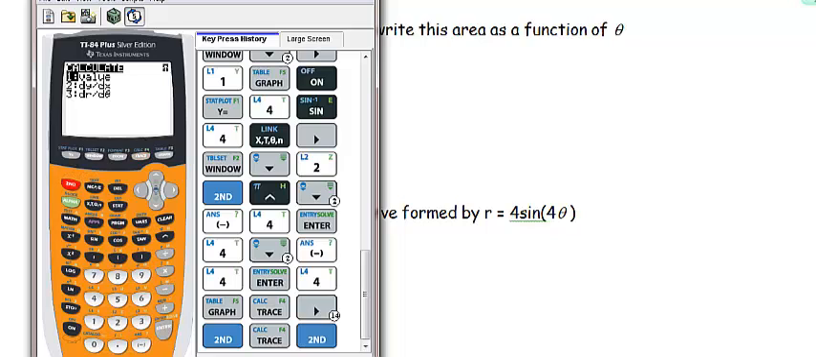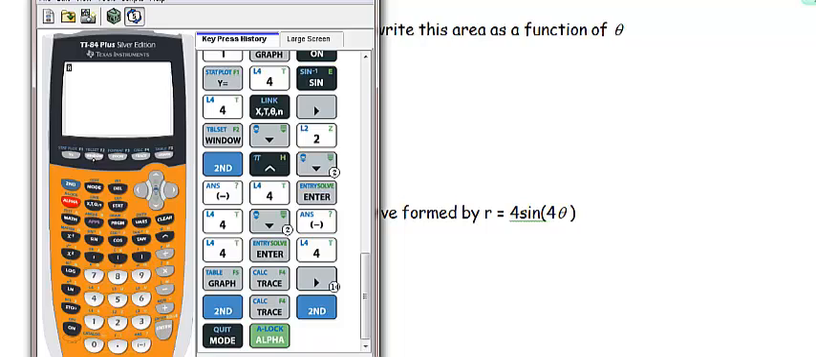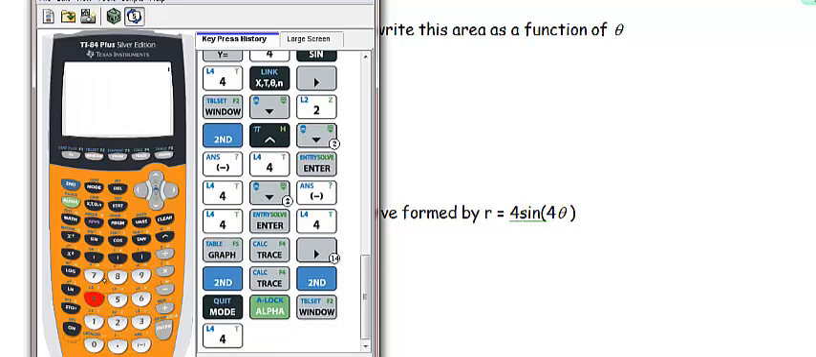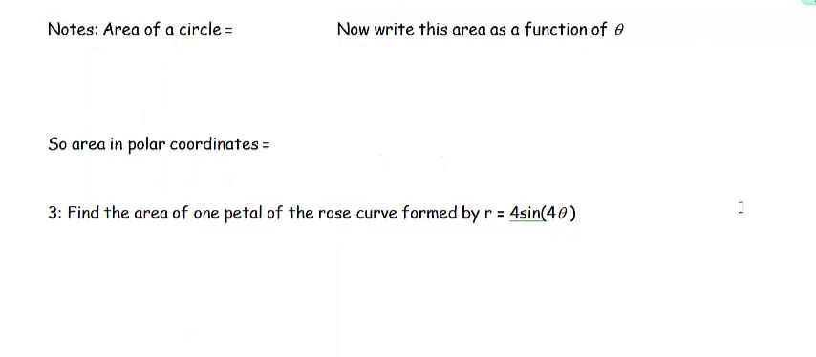So to actually do it, I would quit myself, hit alpha window, and go down to number 4. And then proceed to do your integral just like so. I'll let you do that one on your own.